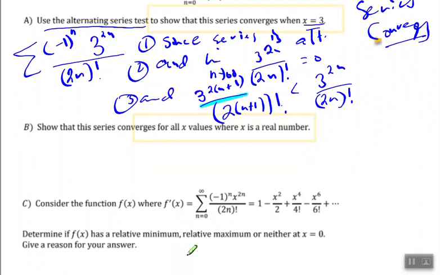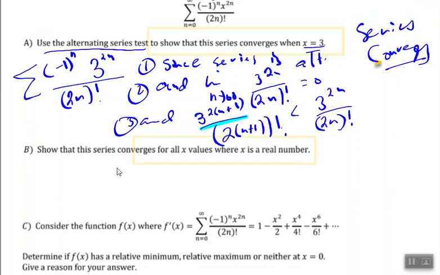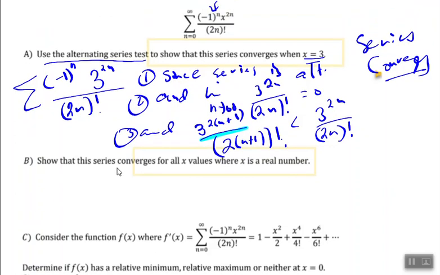Show that this series converges for all x values where x is a real number. So what would we use on this one? We would probably use our ratio test on this one. So by the ratio test, let's see what happens.